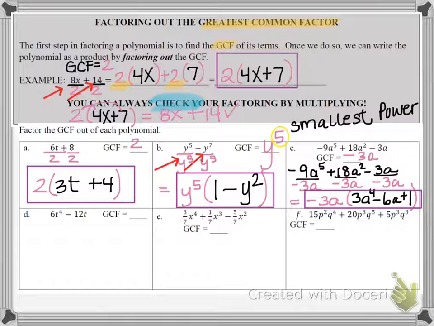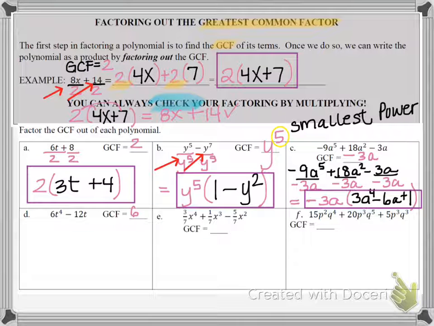And again, I encourage you to distribute the GCF of negative 3a to make sure we get back to our original expression. And notice how all the signs changed. So all the signs in the black writing, 3a to the fourth minus 6a plus 1, they're all opposites of what they were in the original problem.